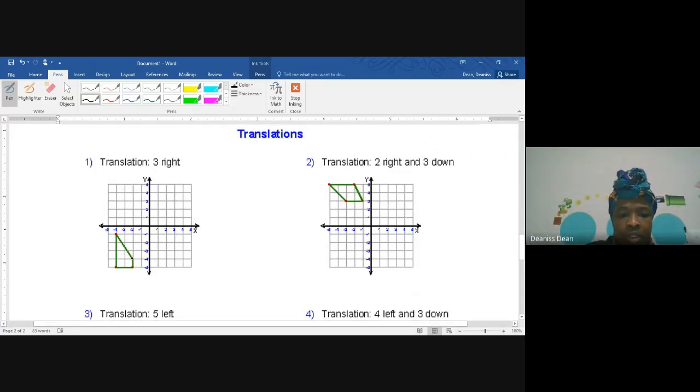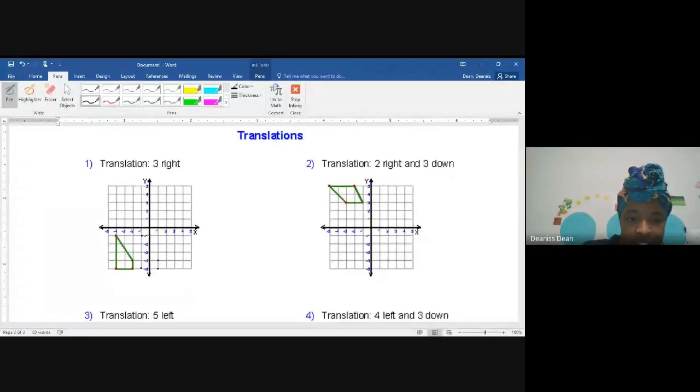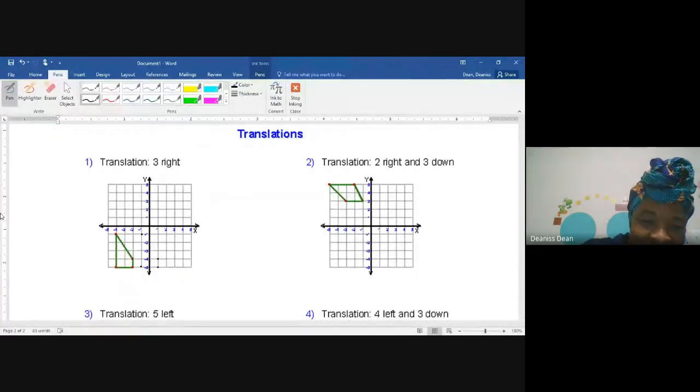If we want to translate this figure to the right, we would just move all these points to the right 3. So I'm here, I'm moving over 1, 2, 3. I put a dot there. I'm here, I'm moving over 1, 2, 3. I'm here, I'm moving over 1, 2, 3. And I'm here, I'm moving over 1, 2, 3. And then you would just connect those dots. Mine aren't going to look that great because this is on the computer, but you get what I mean. Oh goodness, I'm all off the figure.